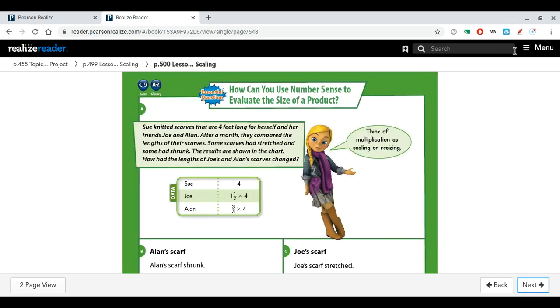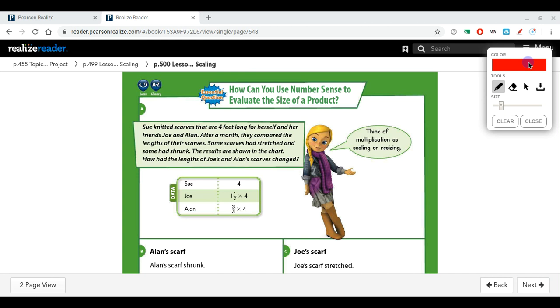It says Sue knitted scarves that are 4 feet long for herself and her friends Joe and Alan. After a month, they compared the lengths of their scarves. Some scarves had stretched and some had shrunk. The results are shown in the chart. How had the length of Joe and Alan's scarves changed?